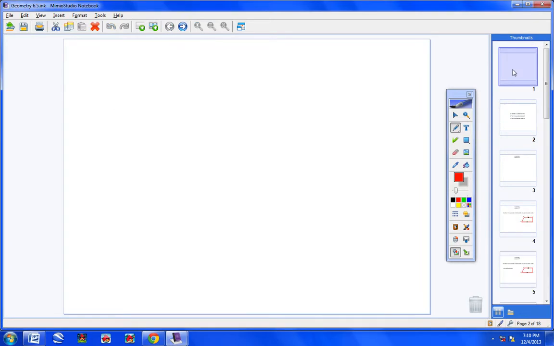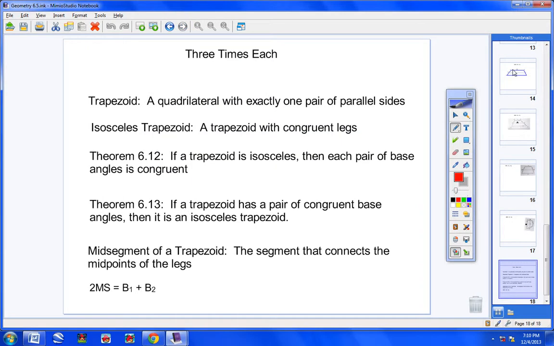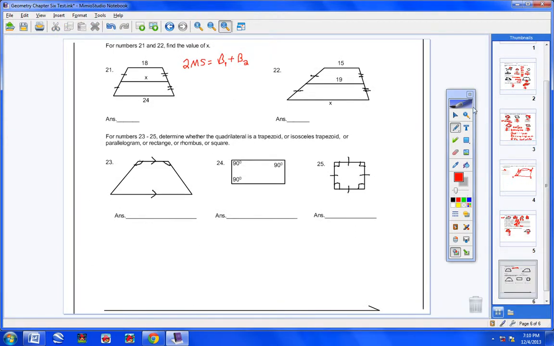All right, here we go. Let's go down to the very end. Yep, there it is right here. Here's the formula I gave you right here. 2 times the midsegment equals base 1 plus base 2. Okay, very good. Just want to make sure I had that right. So I'm using this formula right here. Let's go ahead and solve number 21.